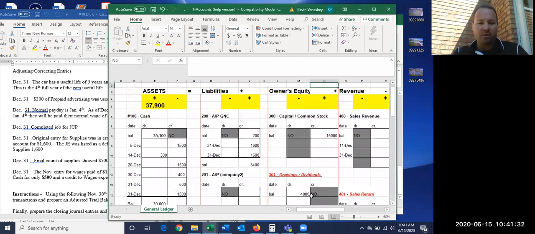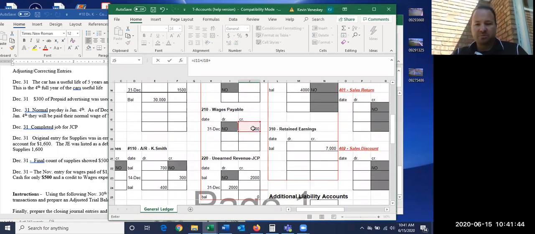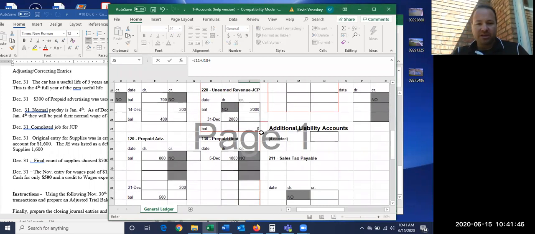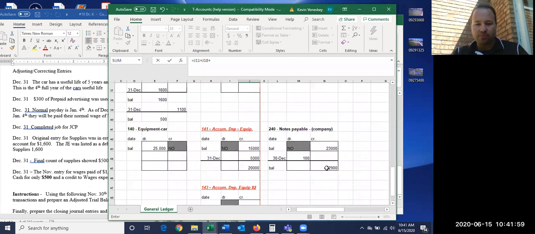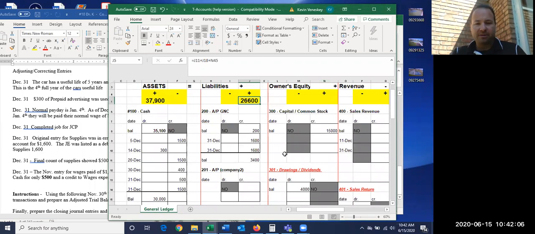Okay, let's do the same thing as we did with the assets. Let's get our balance for the liabilities. Take the AP for GNC. Add in my wages payable. There's nothing to add in here. My balance was 0. Now don't forget, this red line tells us I need to stop and then move over. And then the only thing left I have is my note payable, 22.9. So my balance of my liabilities.